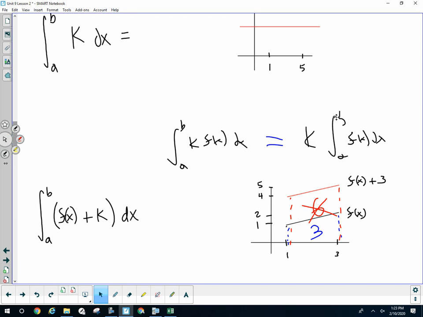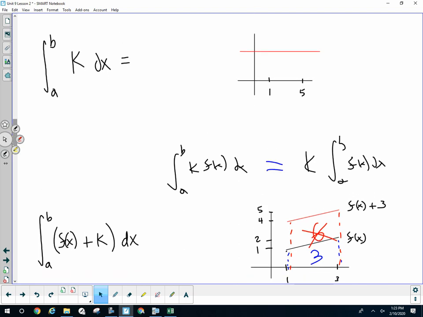And there's two ways for you to understand this, and before we get into this, let's talk about just the area under a constant. Like, let's say this is y equals 3, and I ask you, what is the area from 1 to 5 under y equals 3?